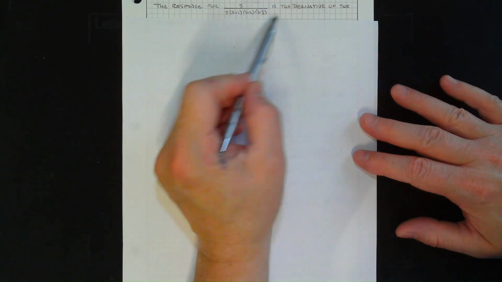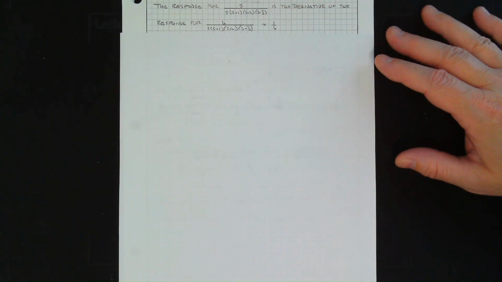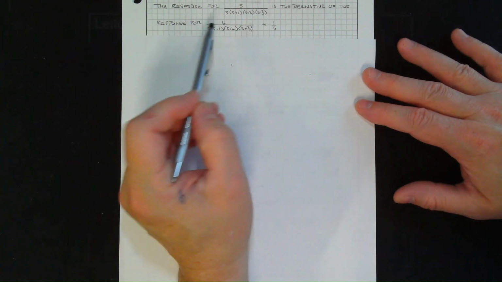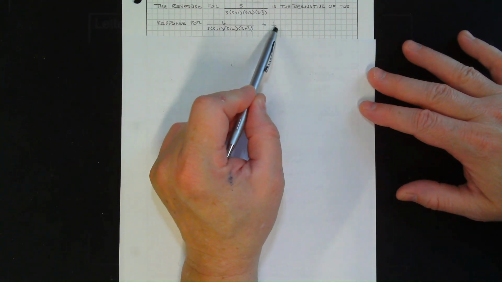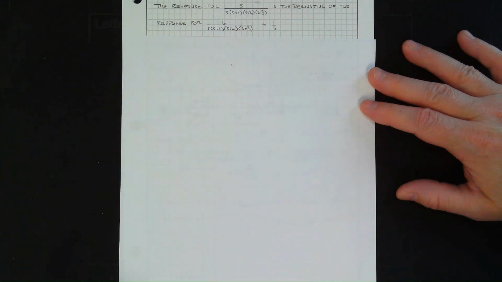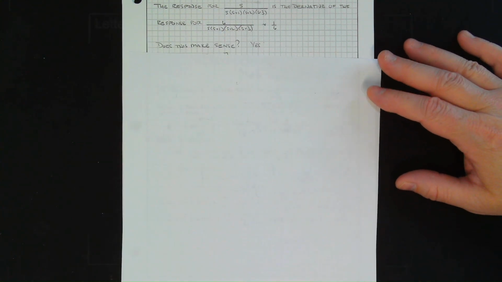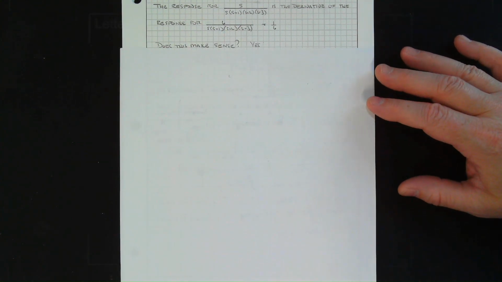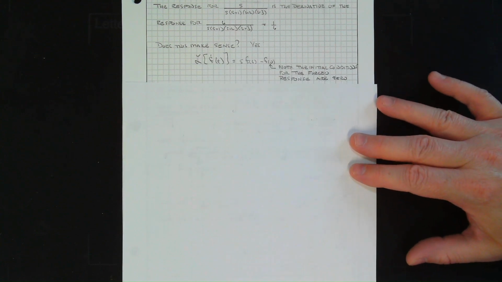So we have this piece here, which is the derivative of the response for this, times 1/6. I had to make it a 1 on top. Okay, so we've seen that. Does this make sense? And the answer is, yeah, it does.